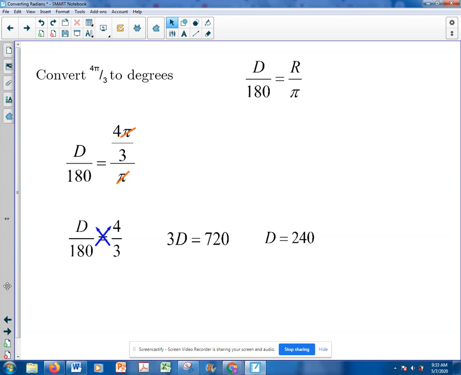Okay, I think that is a unit on converting from radians to degrees and degrees to radians. I hope that helps.